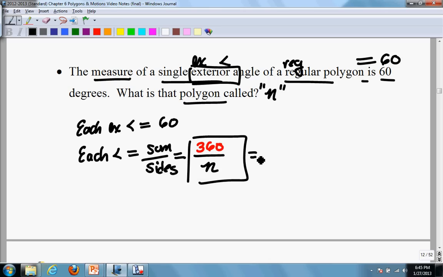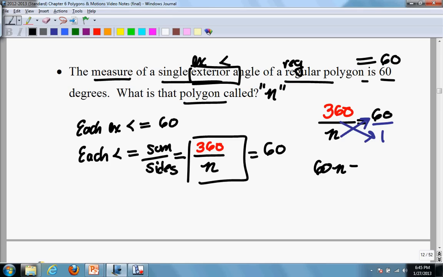Put this over 1, we cross multiply. We have 60n equals 360. We divide both sides by 60, and we know, take the zeros off, 6 goes into 36 6 times, so n, the number of sides, is 6. And what is that called? A six-sided shape? That would be a hexagon.